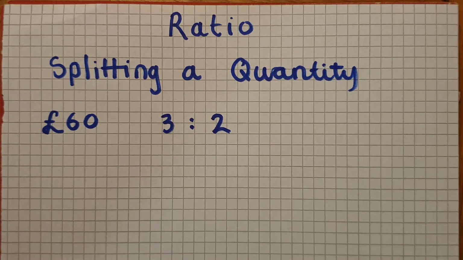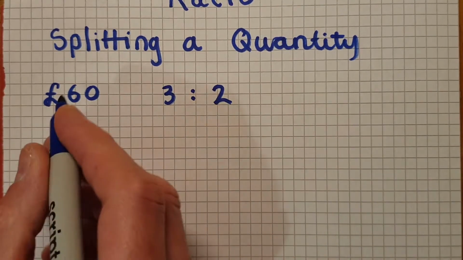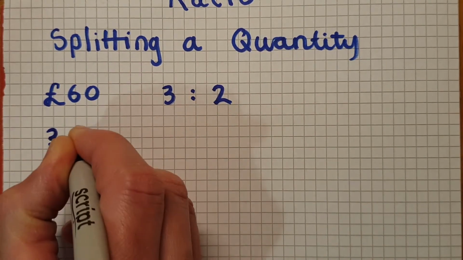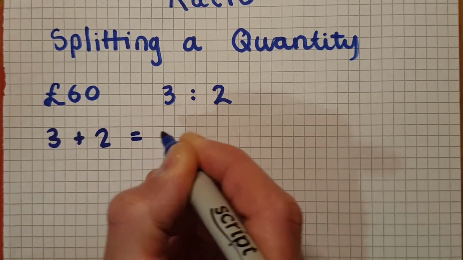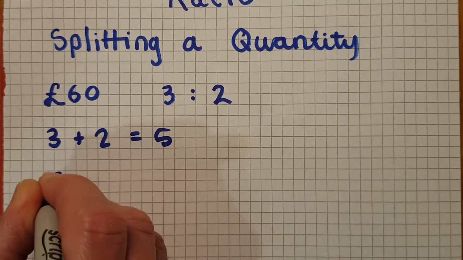So the first thing you have to do for answering questions such as this, you take your two numbers here and you add them up. So you say 3 plus 2 equals 5. Now, once you've added them together, that's what you need to divide £60 by. Okay, so £60, and we're going to divide that by 5. So 60 divided by 5.